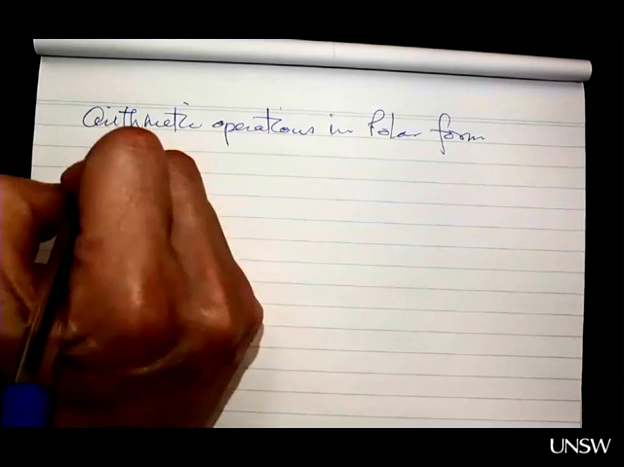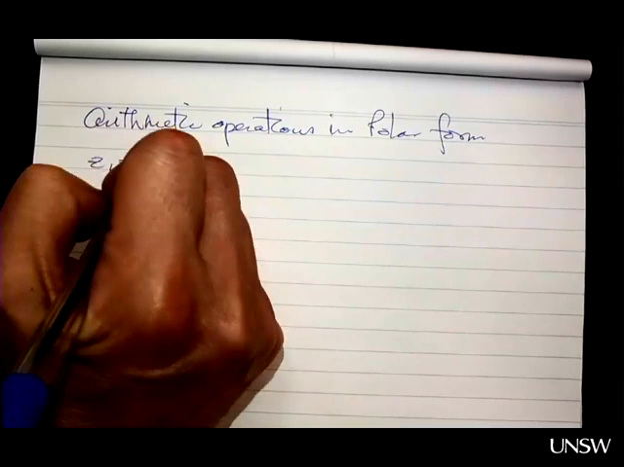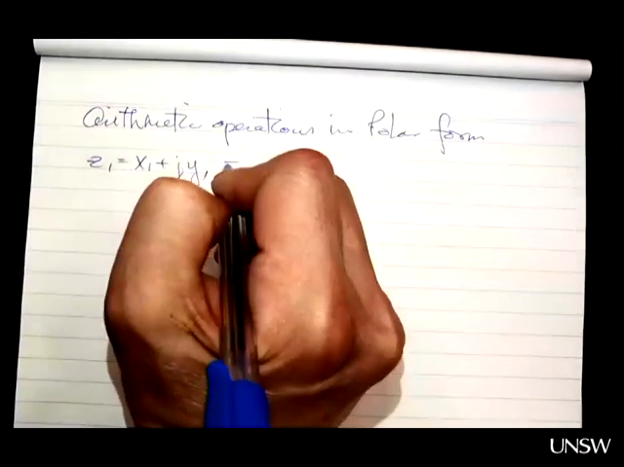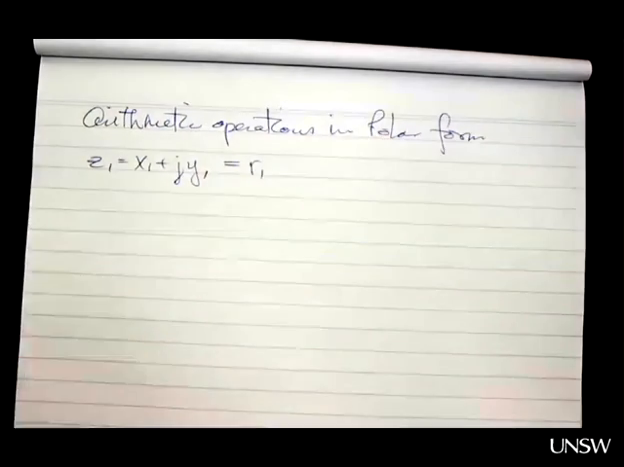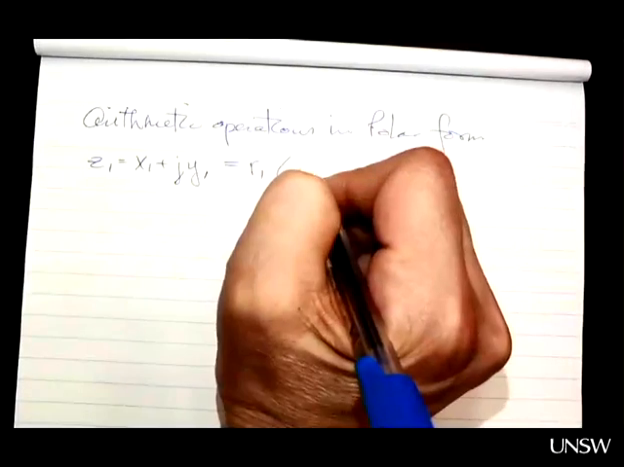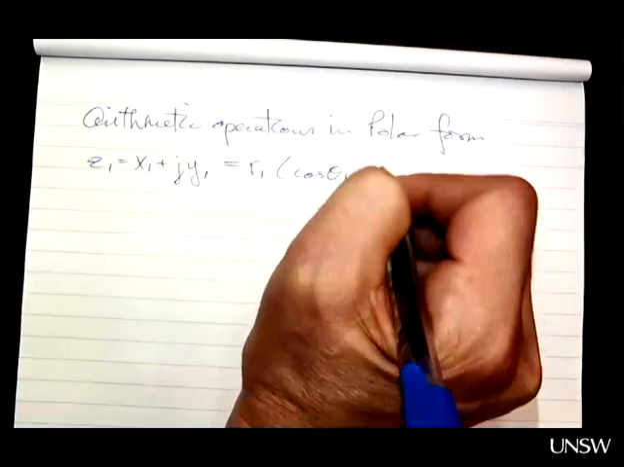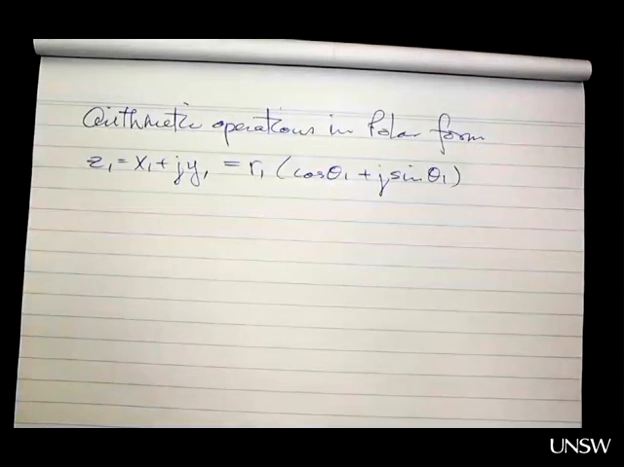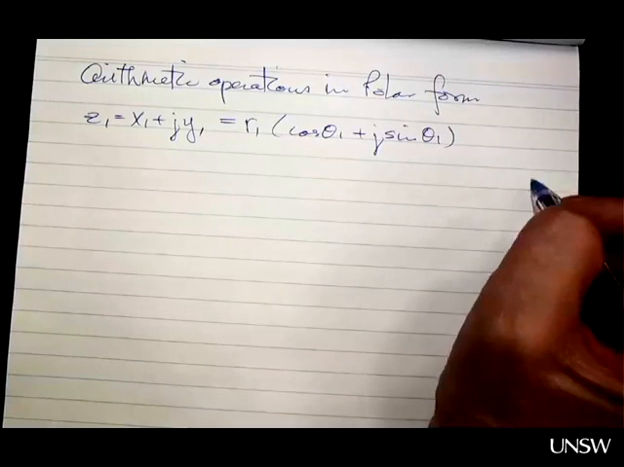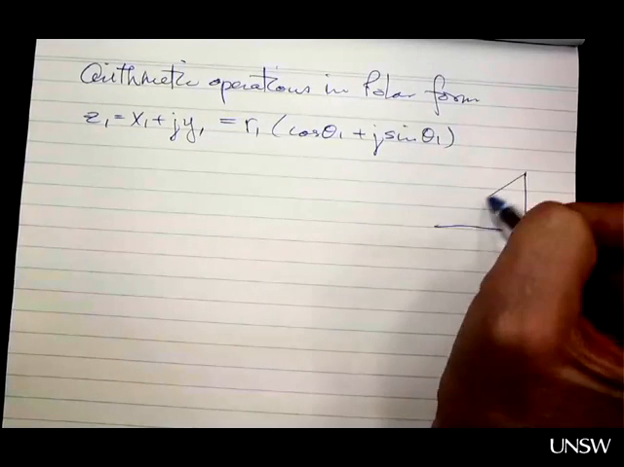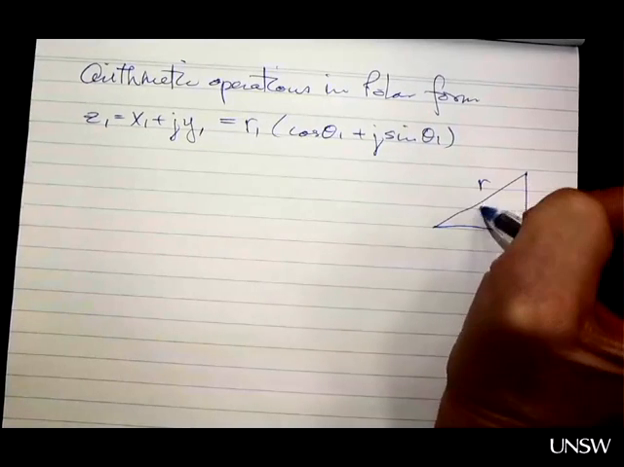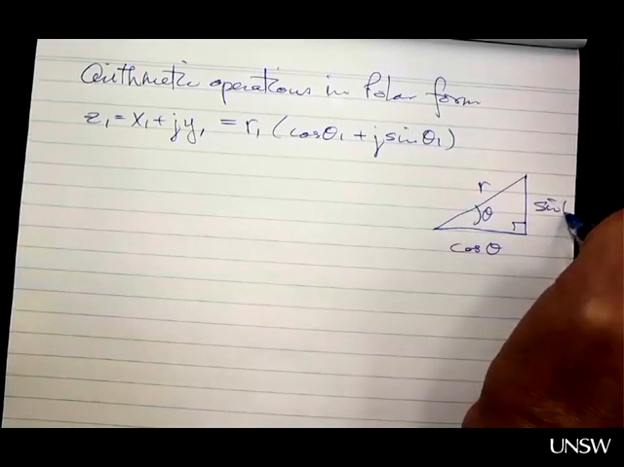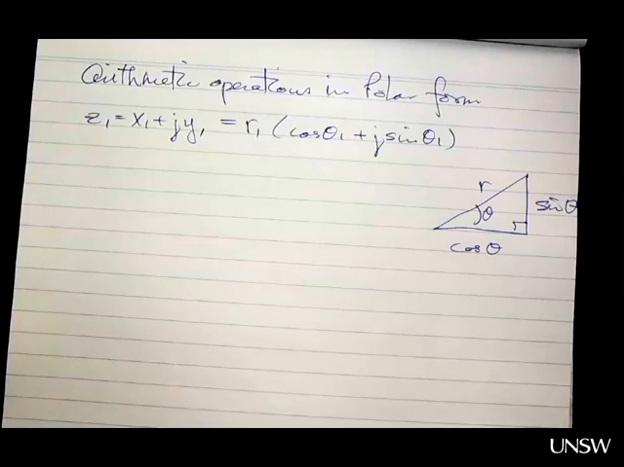So if we have z1 equals x1 plus j y1, it is also equivalent to the magnitude r1, and then cosine theta 1 plus j sine theta 1, because of the right angle triangle definition. So if it is r and then there is theta, this part is the cosine theta, this part is the sine theta.